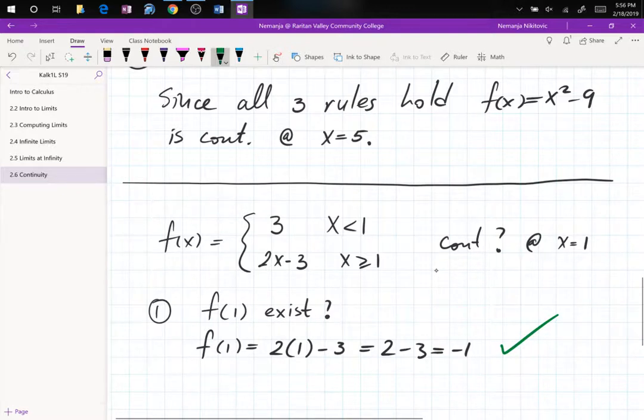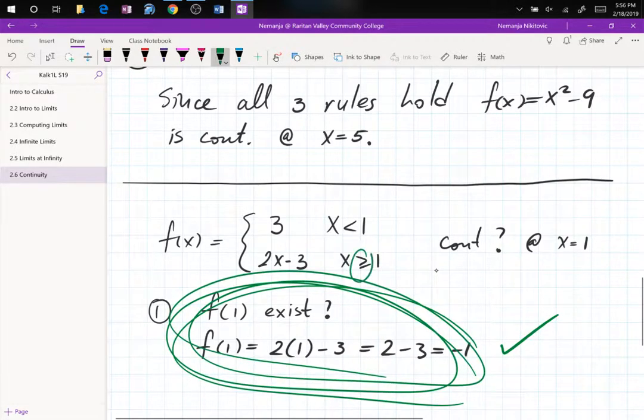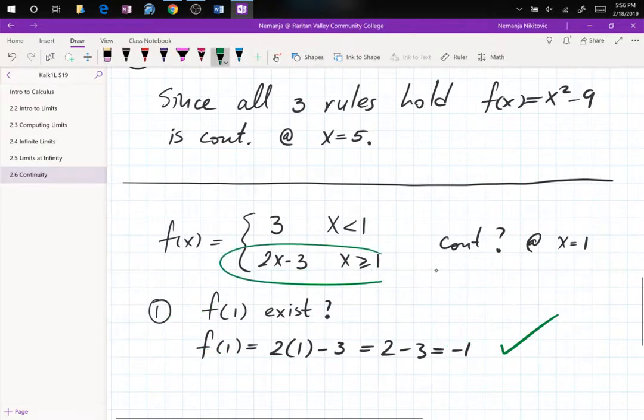Now, be very careful, guys. The reason why we are able to compute this here is because there is an equal sign. That's x equals 1. It belongs here, because that's what x equals 1 is. If there was no equal sign here, it was just larger than, then it would not belong there, and it would fail.